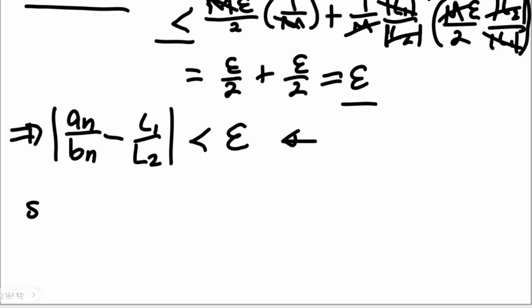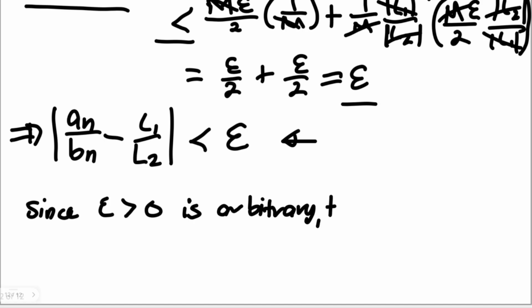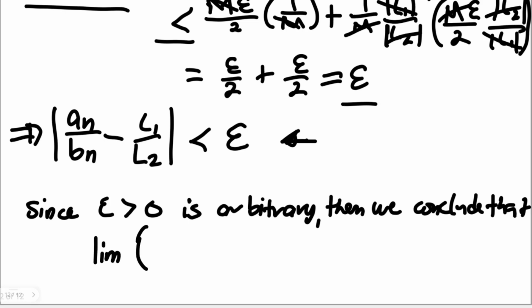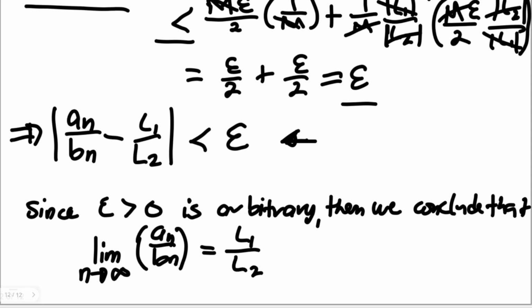But since I am done here, and since epsilon greater than 0 is arbitrary, we conclude that since we have shown this, the limit of the ratio of a sub n and b sub n as n approaches infinity is equal to the ratio of L sub 1 and L sub 2, given that L sub 2 is not equal to 0. This ends the proof.